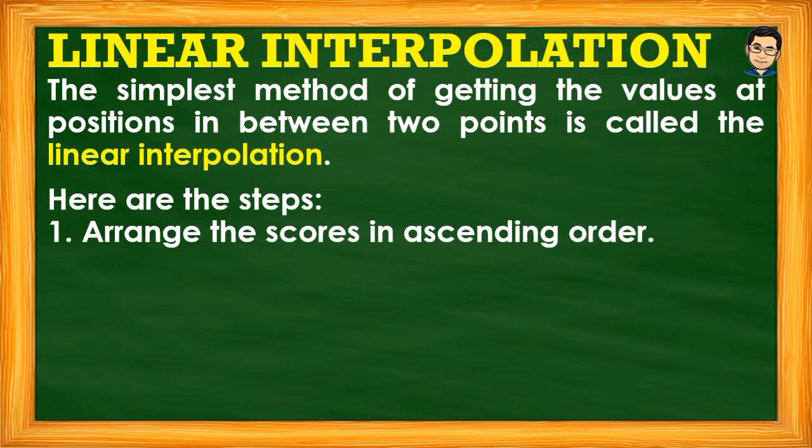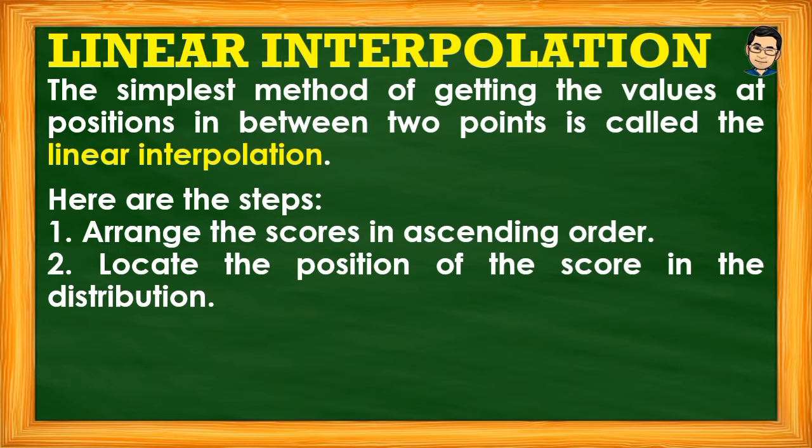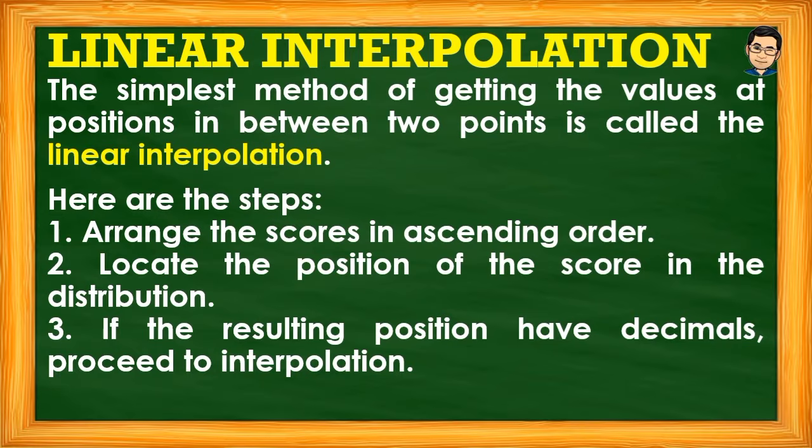We have to arrange the scores in ascending order. That is always the first step in any process for measures of position. We arrange the scores in ascending order, usually going upward. And then, we locate the position of the score in the distribution. After arranging the data, that is the time to calculate the position of the score that we are looking for. If the resulting position has decimals, proceed to interpolation.